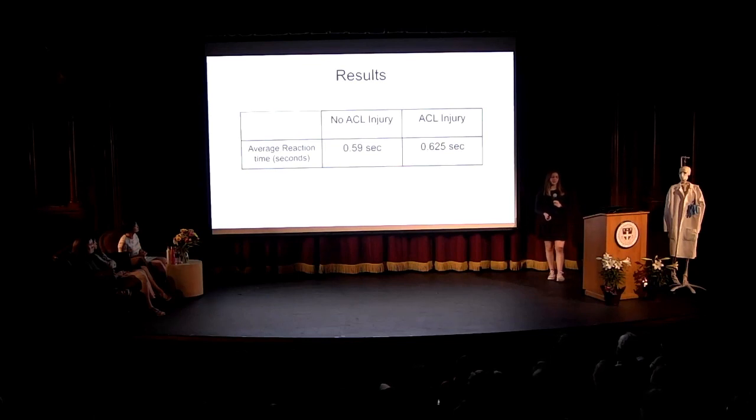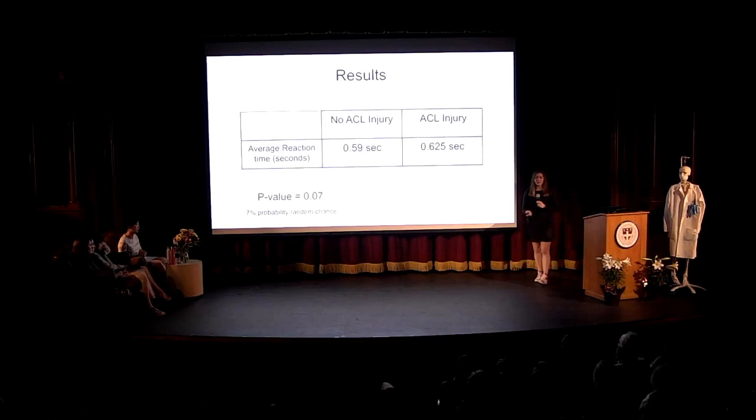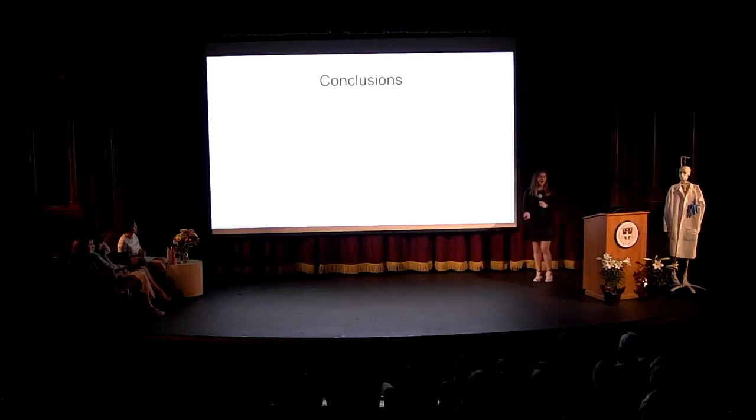But the question is, how likely is it that this difference is just due to random chance? So I used a p-value to determine this. I got a p-value of 0.07, which means there is a 7% probability that this difference is just due to random chance. Unfortunately, p-values need to be less than 0.05 in order to be considered meaningful or statistically significant. So, what can I conclude from this data?